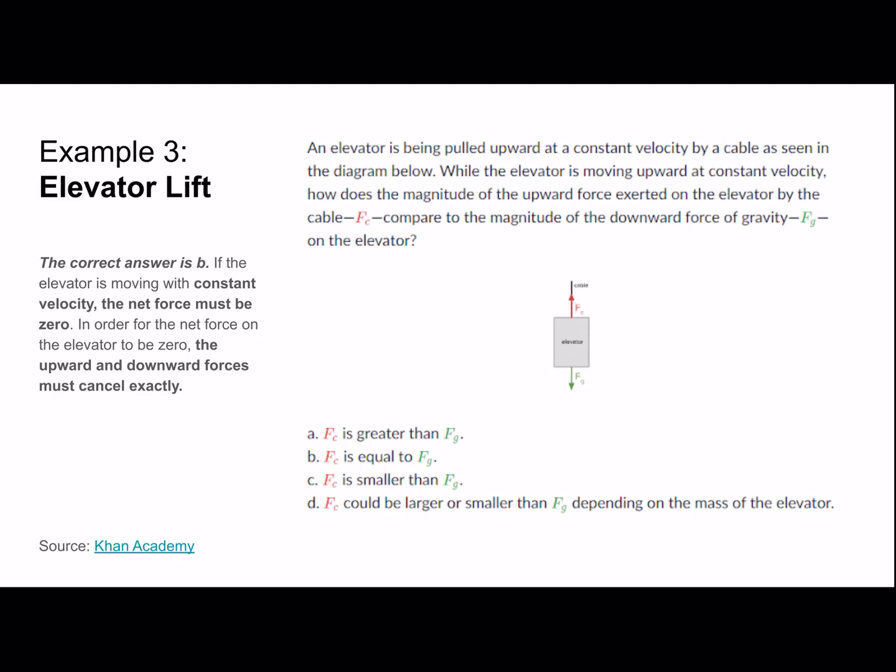And remember that the elevator is moving at a constant velocity. The correct answer is B. If the elevator is moving with constant velocity, the net force must be 0. Okay, so again, it is moving. And if you have been on an elevator, you know that they don't normally just shoot up extremely fast and then all of a sudden go really, really slow. They normally move at a constant velocity. So they have equal forces of gravity and the cables being exerted on either side.